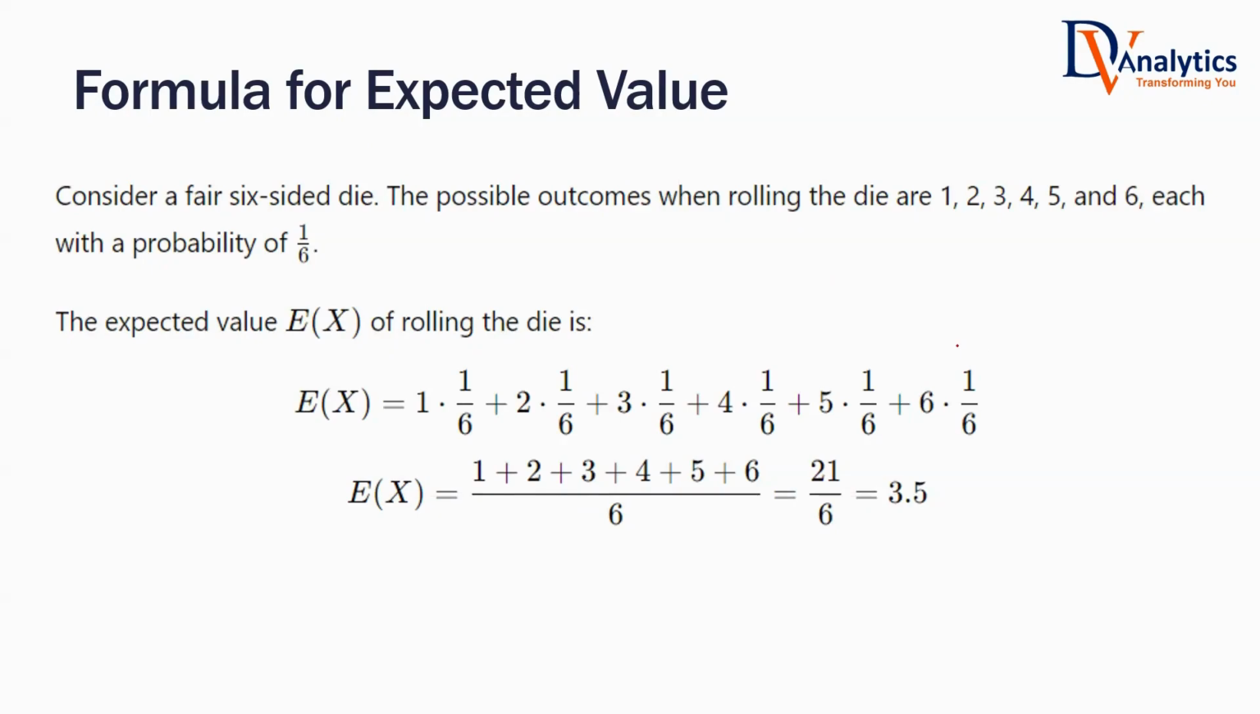You keep on doing it. Let's say you have rolled a die once, you got 2 as the number. You rolled another time, you got 6. Another time, you got 1. Another time, you got 1 again. Another time, you got 3.